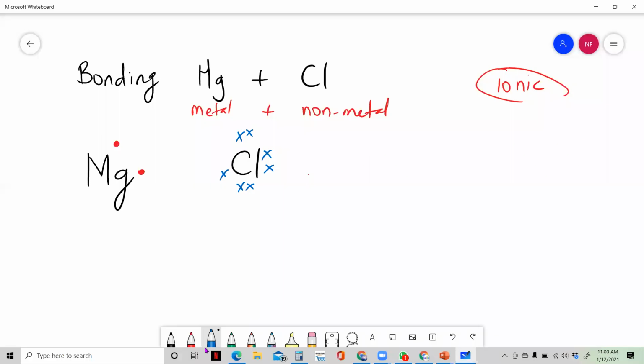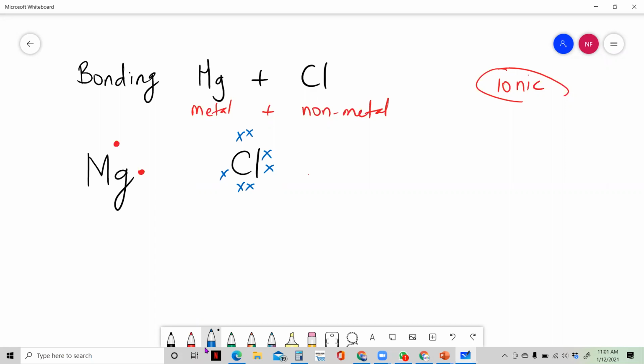Now somebody tell me what is going to take place here. How would this bond occur? Magnesium will lose its electron. Very good. So magnesium is going to lose its electron, but let's dig deeper now. Magnesium has 2 electrons to lose. Can these 2 electrons be transferred to this one chlorine atom? No.